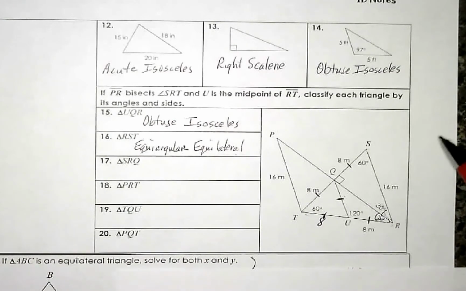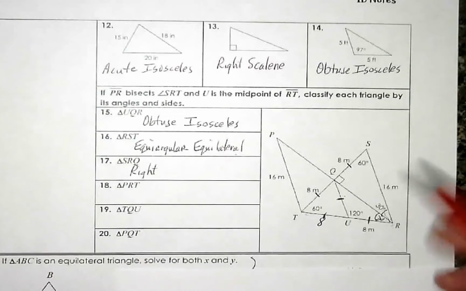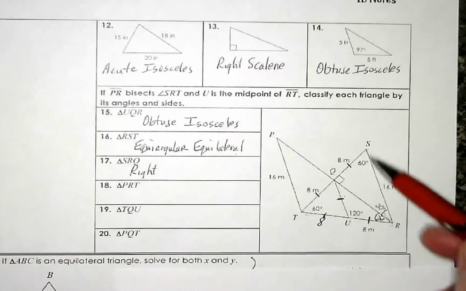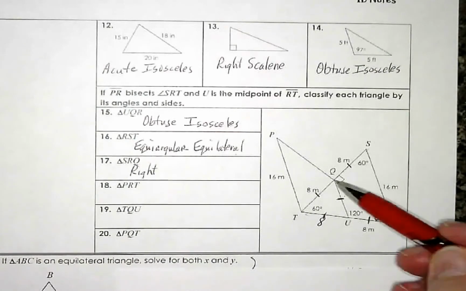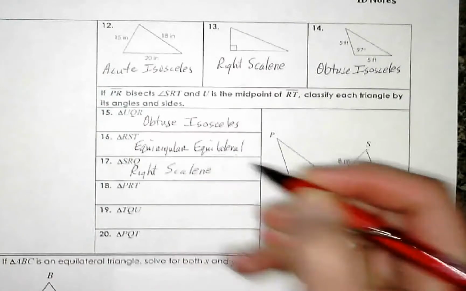Number 17, SRQ. Okay, right there we've got a right angle. So it's a right triangle. The sides are 8 and this one's 16 and we don't have any markings on this one, so none of them are the same. We call that scalene.